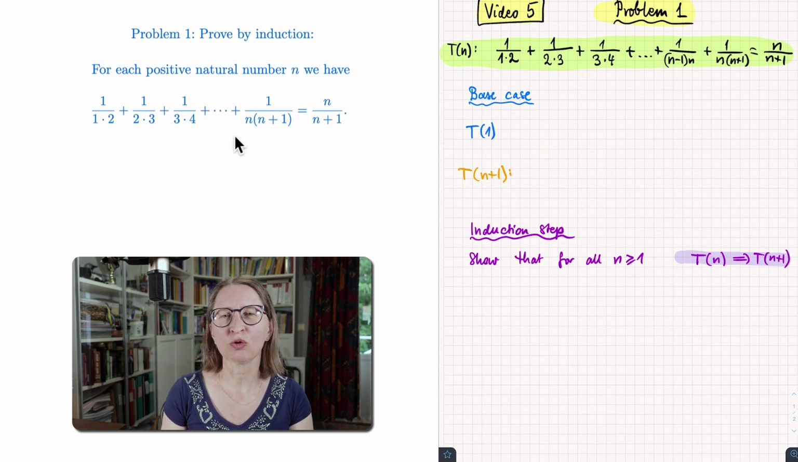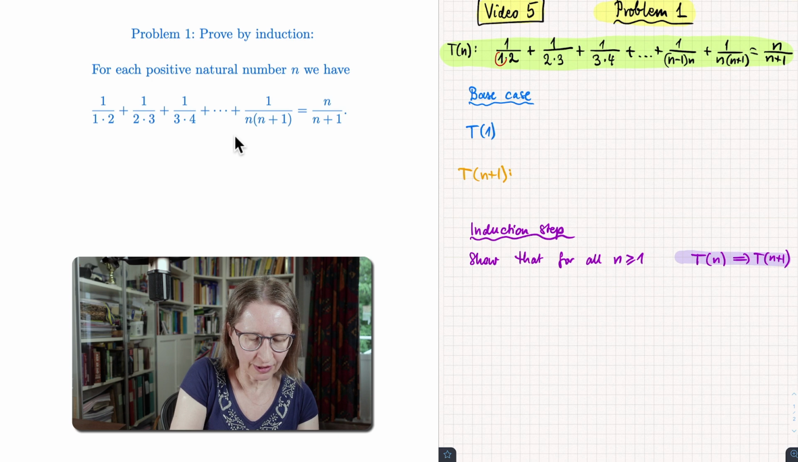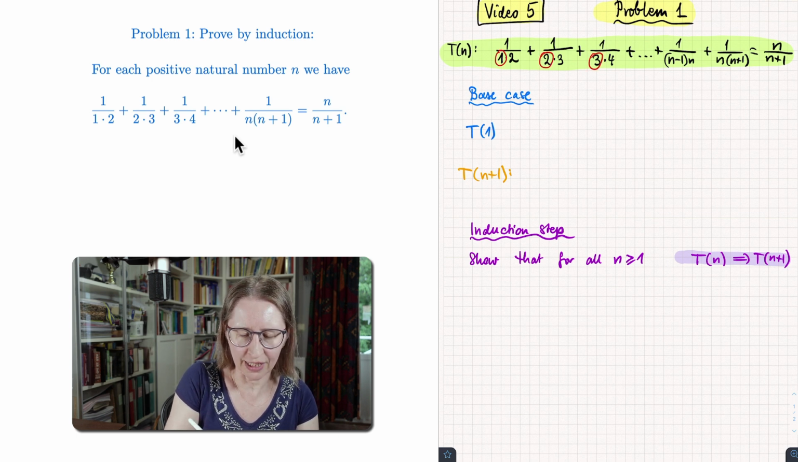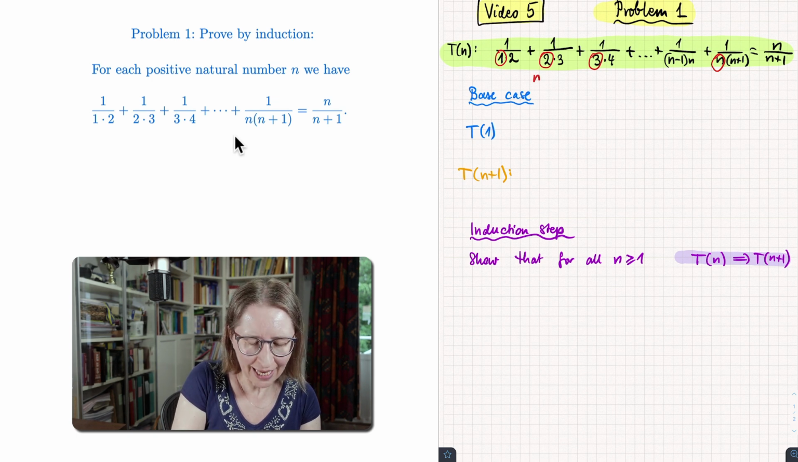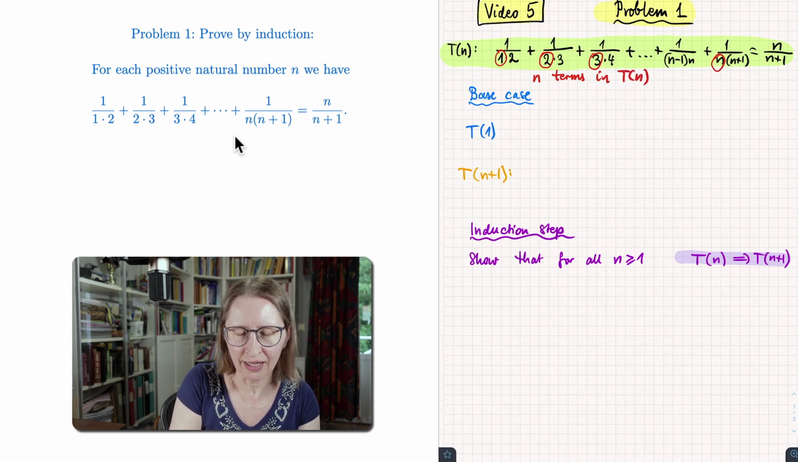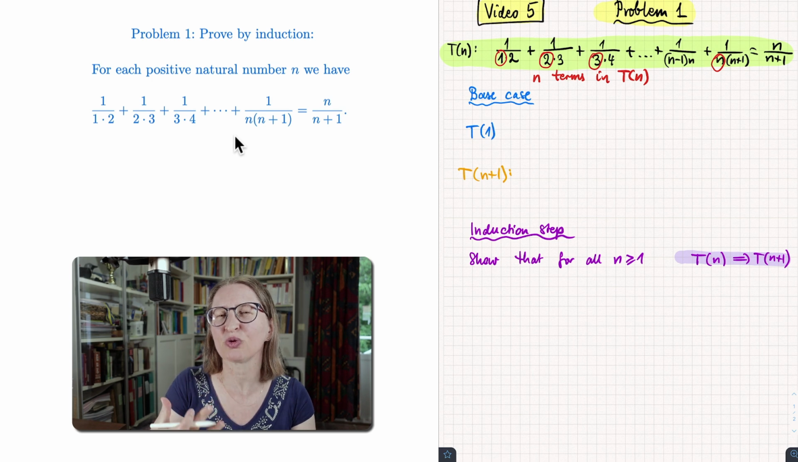So first let's have a look at this formula T of n. How many terms do we have at the left hand side? Well, you see that we have 1, 2, 3 and so on, and the last one is numbered by n. So we have n terms in T of n, and it's one important step to realize how many terms we have so that we can produce later T of n plus 1.